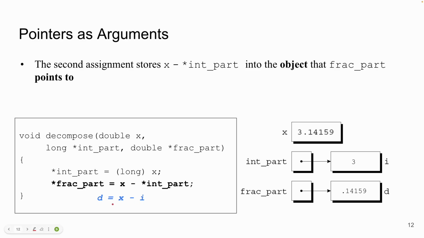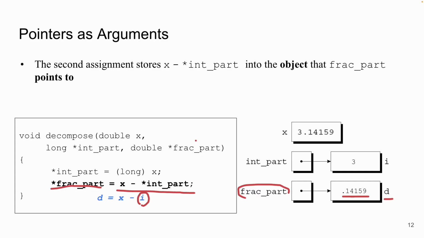subtract i from x. What i holds is the integer part, right? So we just subtract the integer part from x. The return value is the fractional part. And then we assign the fractional part, that is 0.14159, into where frac_part is pointing to. frac_part is pointing to d. So we just assign the fractional part to d. That is why after this line, the value stored inside d will become like this.